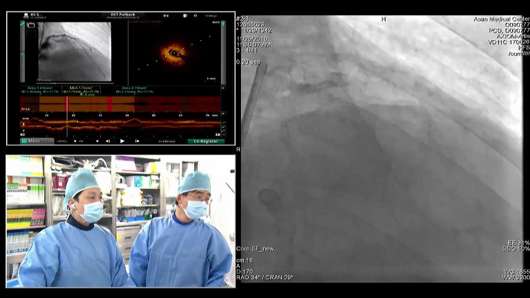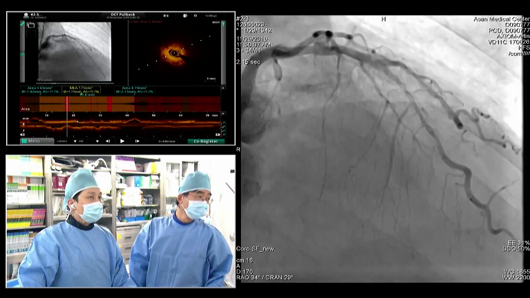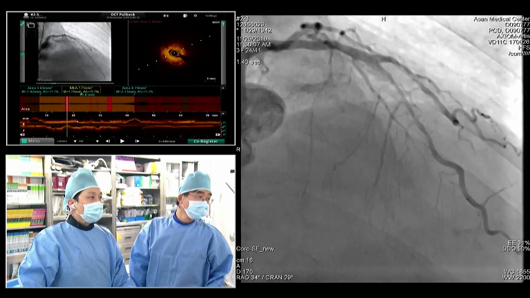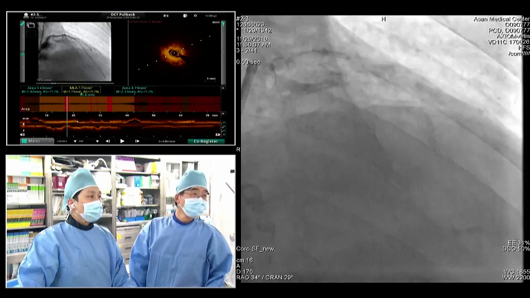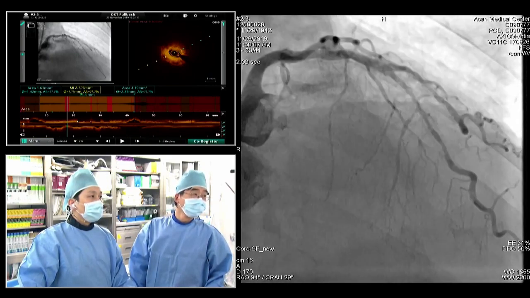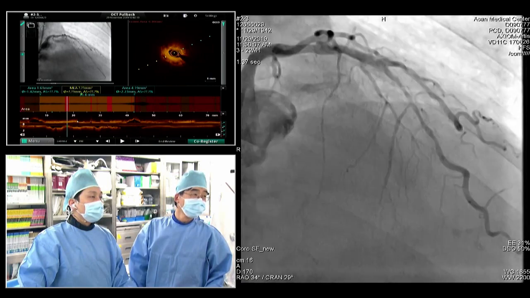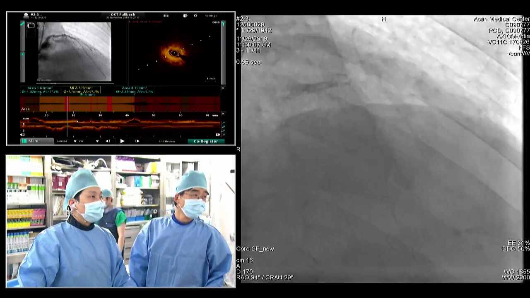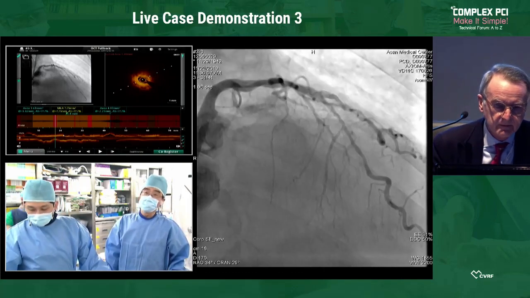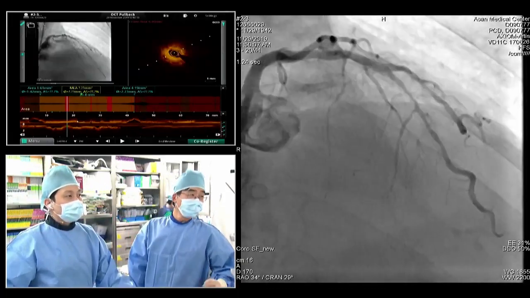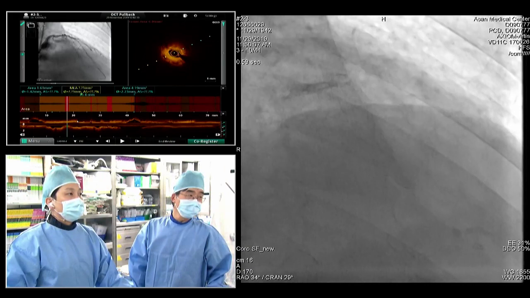I think there is some calcium, but it's not severe. It seems to be quite localized. In our lab, we will use a cutting balloon here. We will stay inside the stent and go with Dr. Colombo's opinion, a cutting balloon. What about the others, the panelists, the opinion?